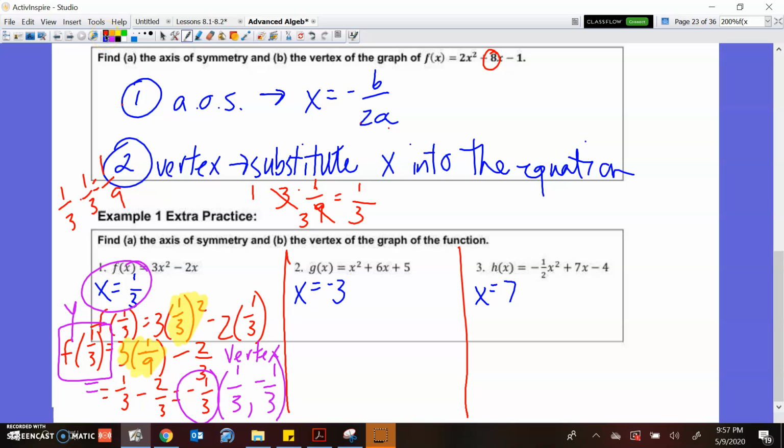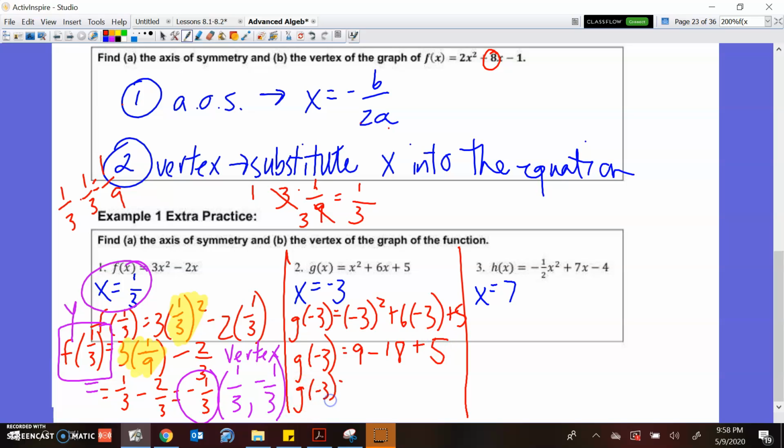All right, so let's try this next one. We found what x is, so now it's going to be g of negative 3 equals negative 3 squared plus 6 times negative 3 plus 5. All right, g of negative 3 stays as it is, its notation. So negative 3 squared is 9 minus 18 plus 5. 9 minus 18 is negative 9. Negative 9 plus 5 is negative 4.